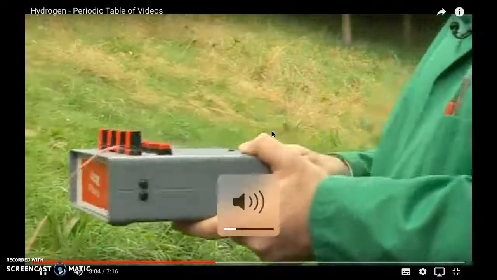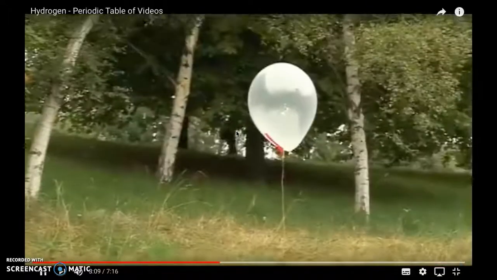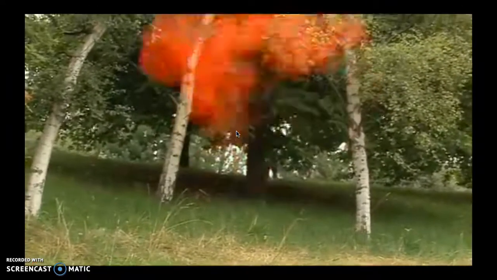Let's arm the circuit. 5, 4, 3, 2, 1. That was more like lovely.